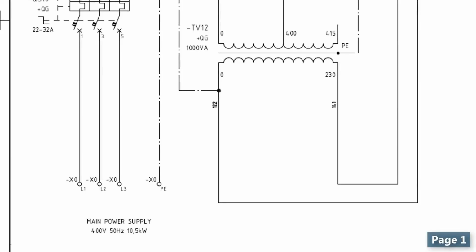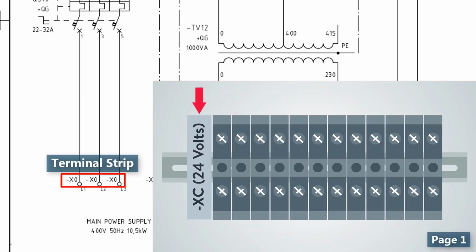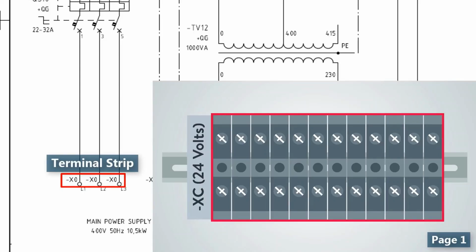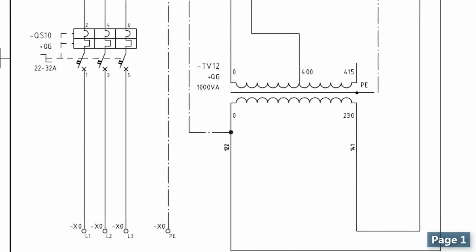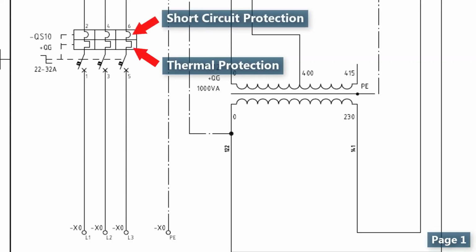As you see, the power enters the terminal blocks with the X0 terminal strip. The terminal strip is a mark that refers to a group of terminal blocks with the same voltage level or the same purpose. From these terminal blocks, we move on to a 3-pole circuit breaker with thermal and short circuit protection capability.